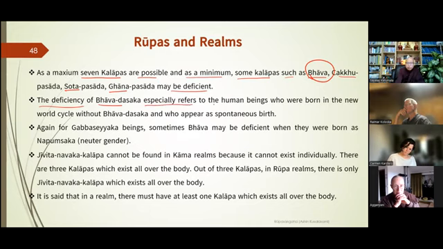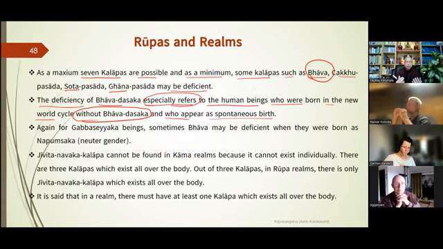So it especially refers to the human beings who were born in the new world cycle. Like I said before, in the new world cycle, Brahmas die from the Brahma world and come to the new human world. At that time they were born without Bhava Dasaka, so they don't have male or female, and they appear as spontaneous birth. Normally, most human beings and Kapaseka beings, mother-born beings, have the Bhava Dasaka. So it refers to the first human beings in the new world cycle.